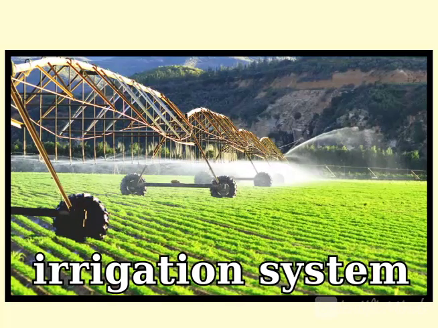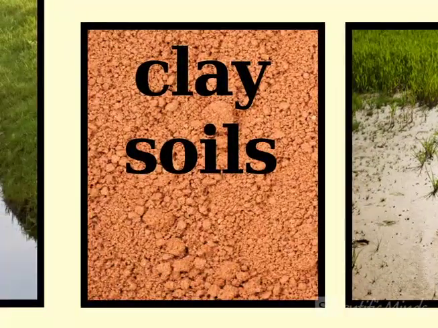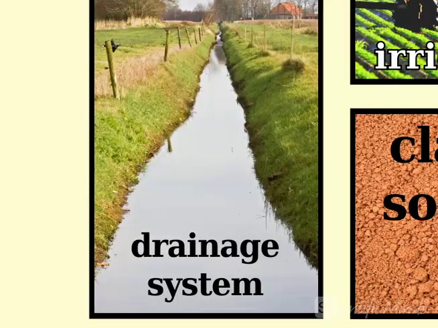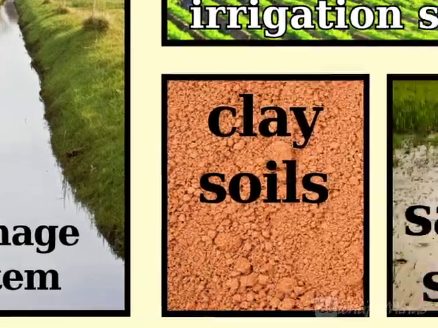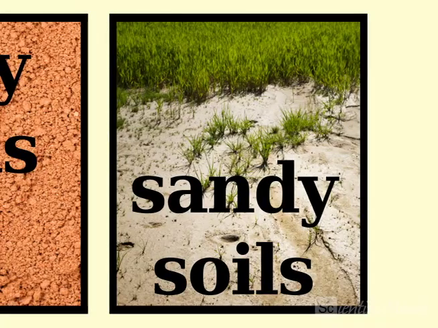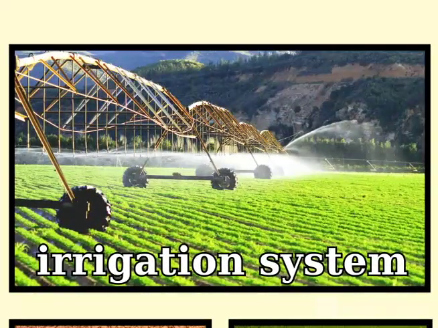Adding irrigation and drainage systems to lands helps to improve soil. In heavy clay soils, water will stand and cause problems for farmers. A drainage system will help to reduce the amount of stagnant water and allow plants to thrive. If the soil is too sandy and doesn't hold water long enough for the plants to absorb it, irrigation systems are used to provide supplemental water.